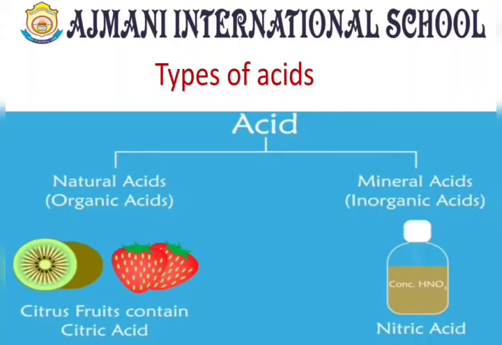All the citrus fruits are called natural acids because they contain naturally occurring substances from plants and animals, like carbon. And those acids which are originally obtained from mineral sources are called mineral or inorganic acids. For example, nitric acid and hydrochloric acid.